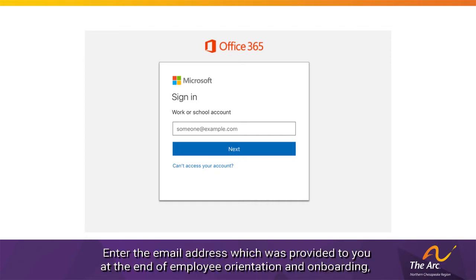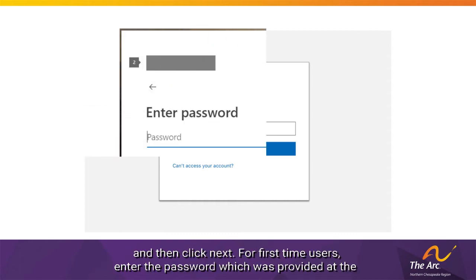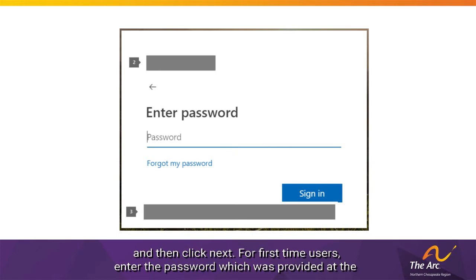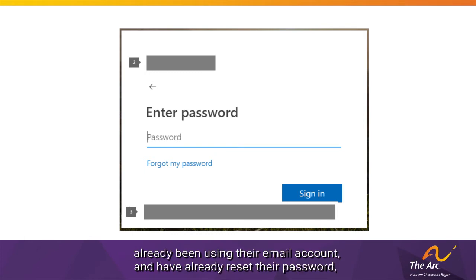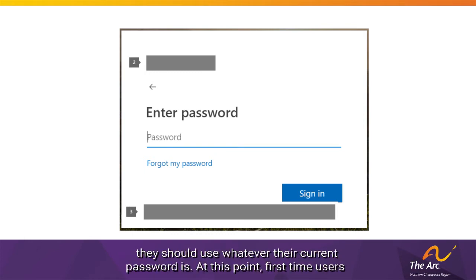Enter the email address which was provided to you at the end of employee orientation and onboarding, and then click Next. For first-time users, enter the password which was provided at the end of employee orientation and onboarding, and then click Sign In. For those who have already been using their email account and have already reset their password, they should use whatever their current password is.